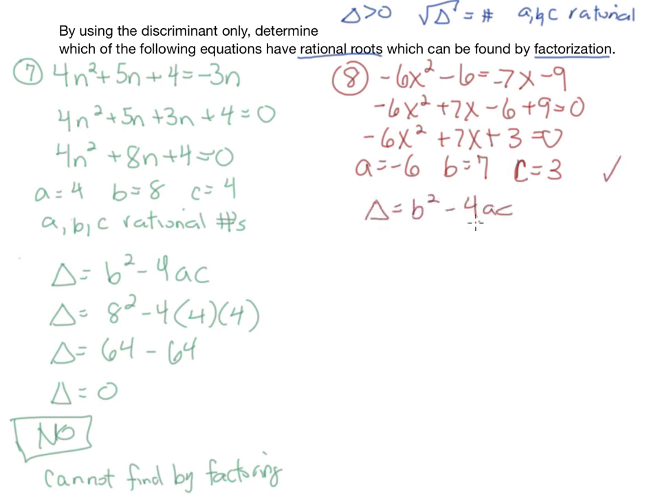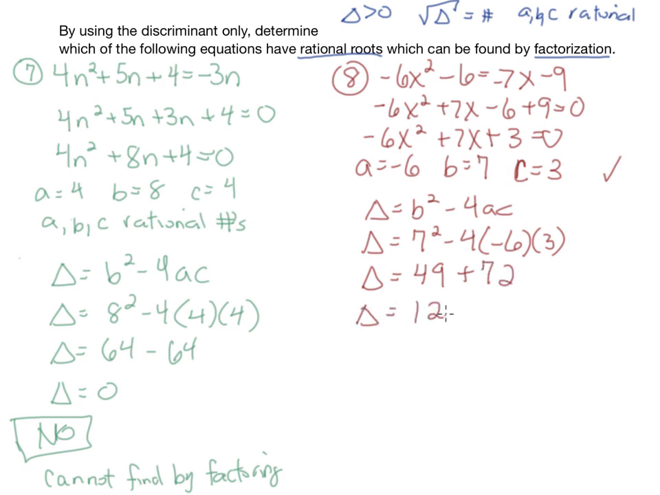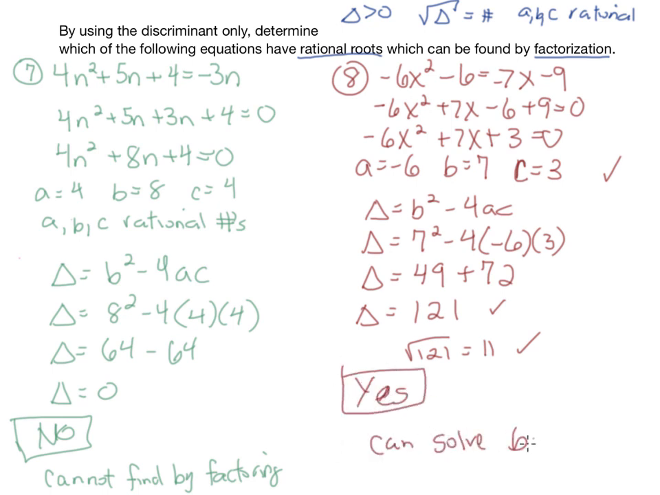I'm going to find my discriminant by substituting in my a, my b, and my c values, simplifying that down. I find my discriminant is 121. So yes, that's positive. Now the square root of 121 is 11, so yes, that is a rational answer. So my answer is yes. This equation can be solved by factoring.